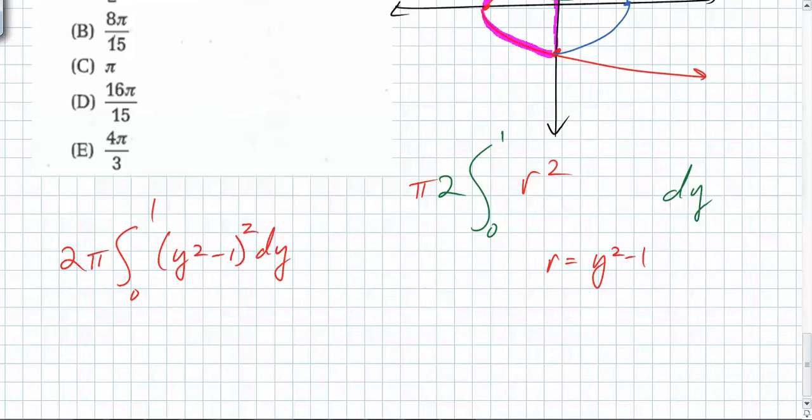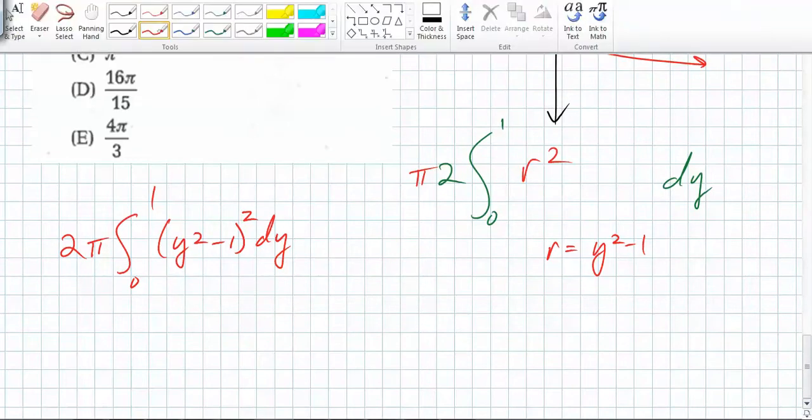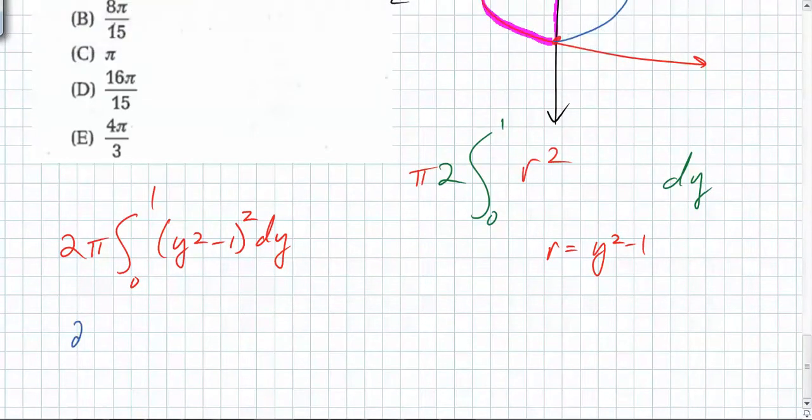And what do you do to that? You square it, because it's pi r squared. Nice. What do you have to do before you integrate that? What's our first step in integrating this? Square it, yeah. You have to. From 0 to 1 of y to the 4th minus 2y squared plus 1 dy.